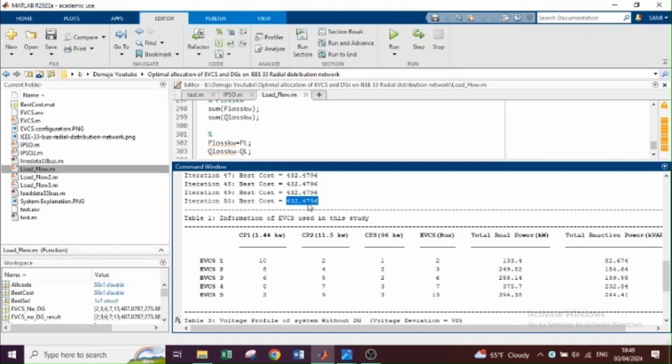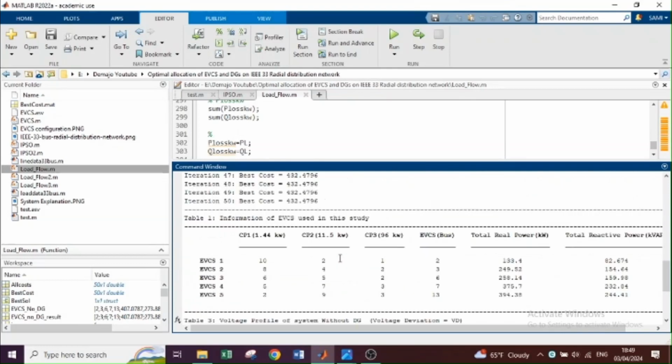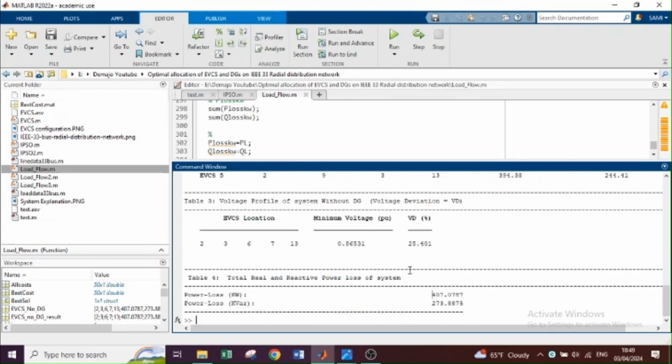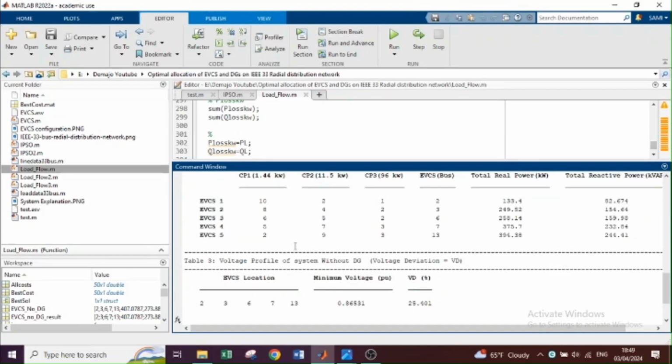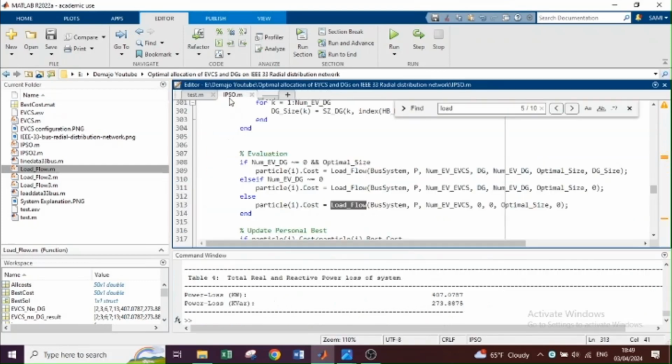As you can see here, the fitness is 432.4796, which is the summation of the real power loss, which is 407, plus 25.41 as voltage deviation. So the goal here is to reduce the power loss and the voltage deviation.